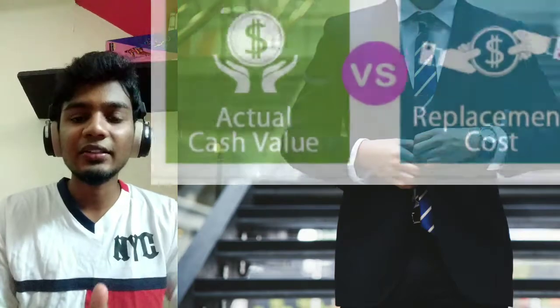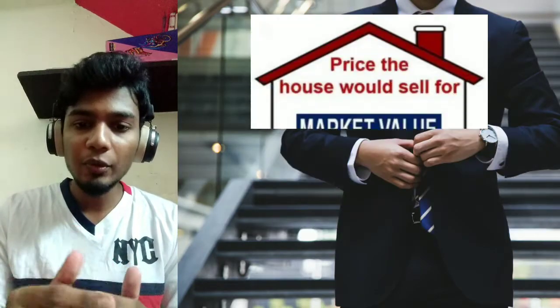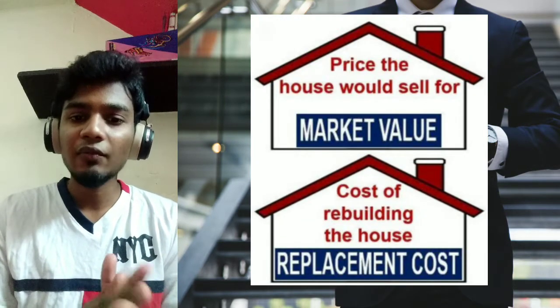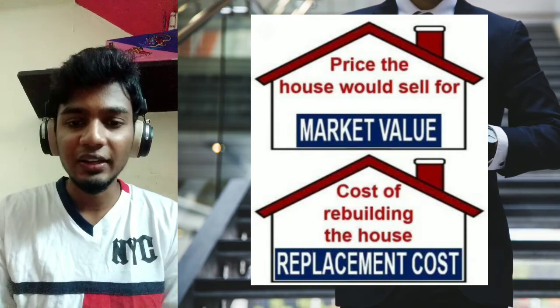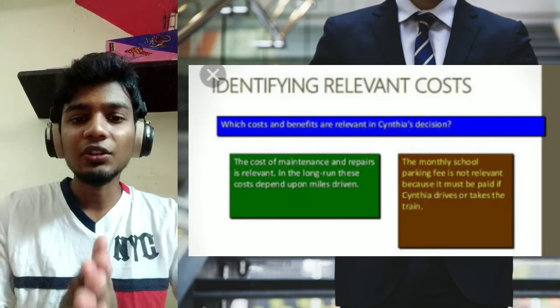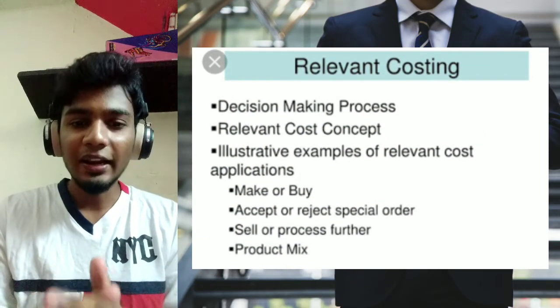The next cost is replacement cost. What is replacement? We need to use a particular asset or machinery up to an optimum level. After the usage of the optimum level, we may replace the asset. And the next one is relevant cost. The costs which are used in terms of decision making may be called relevant cost.